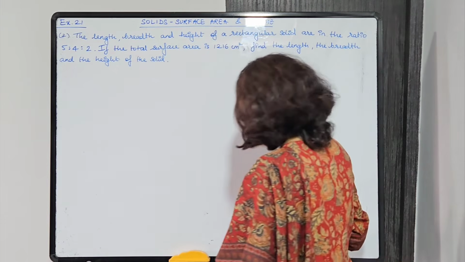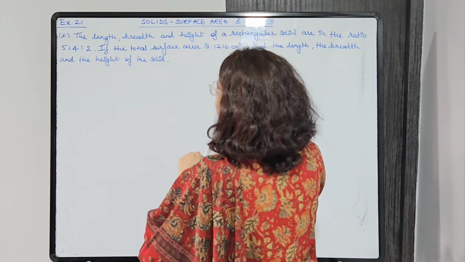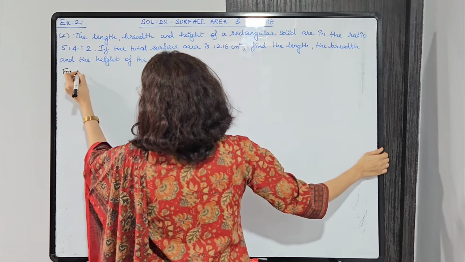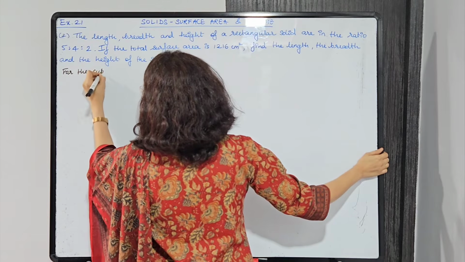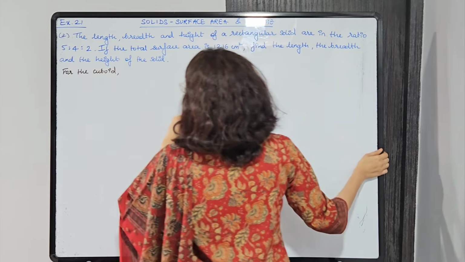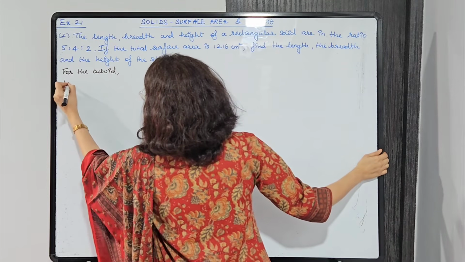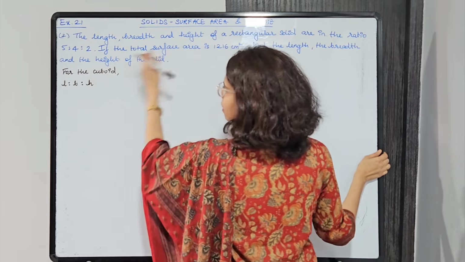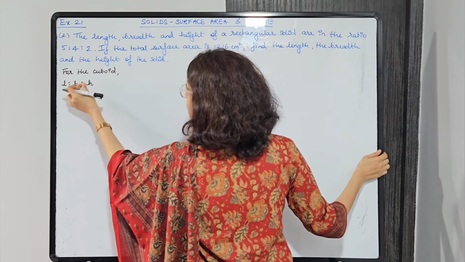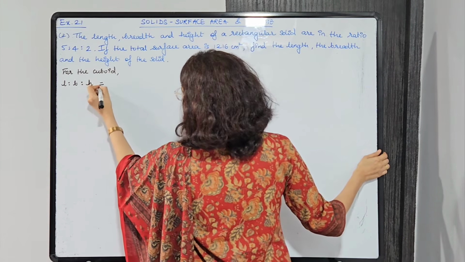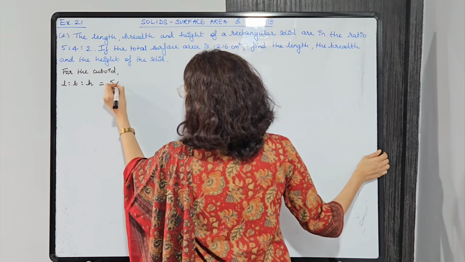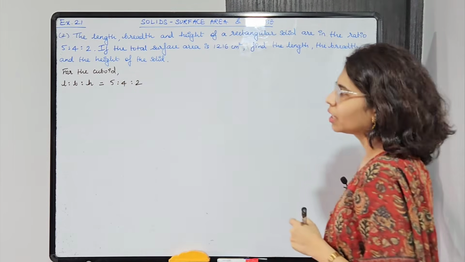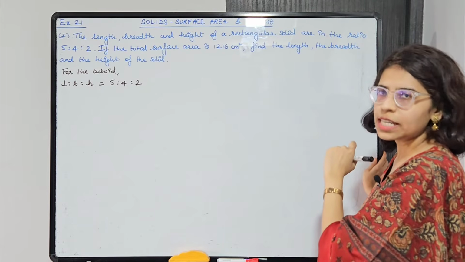So for the cuboid, we are given the ratio of length, breadth and height. Length, breadth, height ये order में है. So L is to B is to H, it is 5:4:2. We are also given the total surface area of the cuboid.